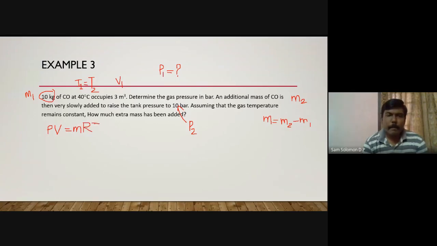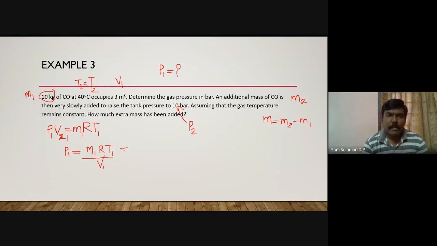With the suffix 1, because we have two states here, state 1 and state 2. So P1 V1 equals M1 R T1. Because the mass is changing, there is M1 and then we have an M2 also. We need to find the value of P1. Sorry, this is not V2, this is V1. So P1 equals M1 R T1 divided by V1. You can substitute the values and check what answer you are getting.